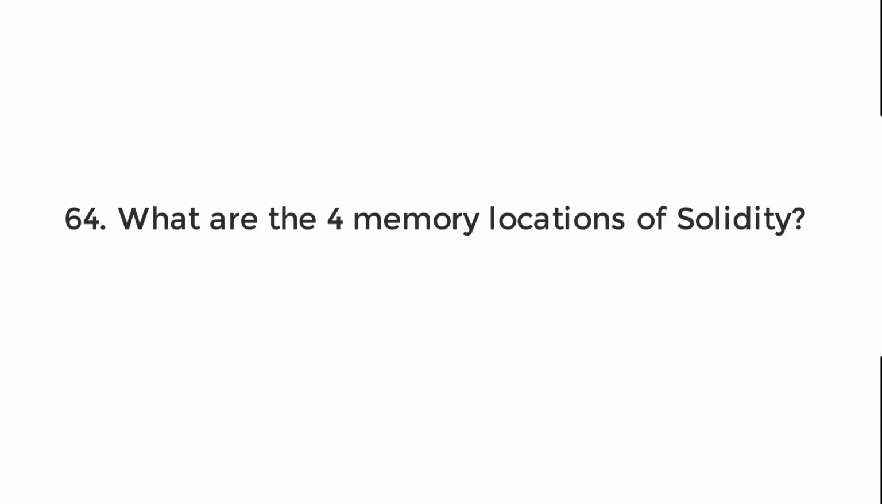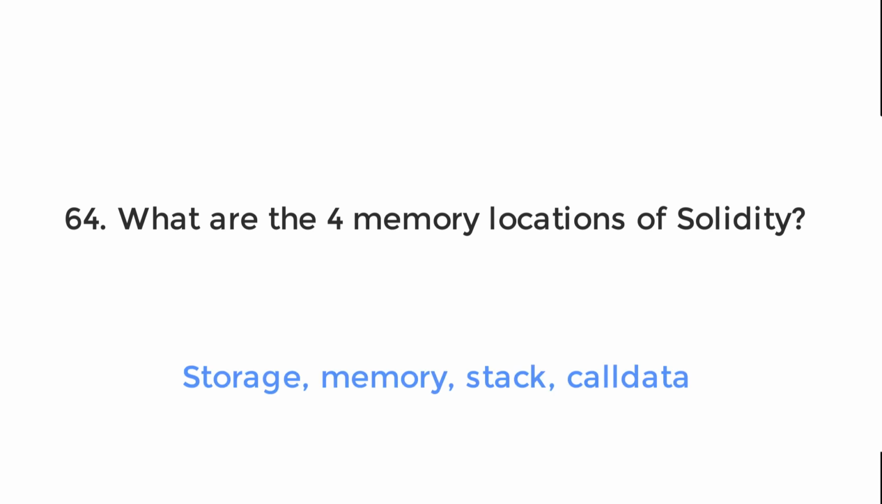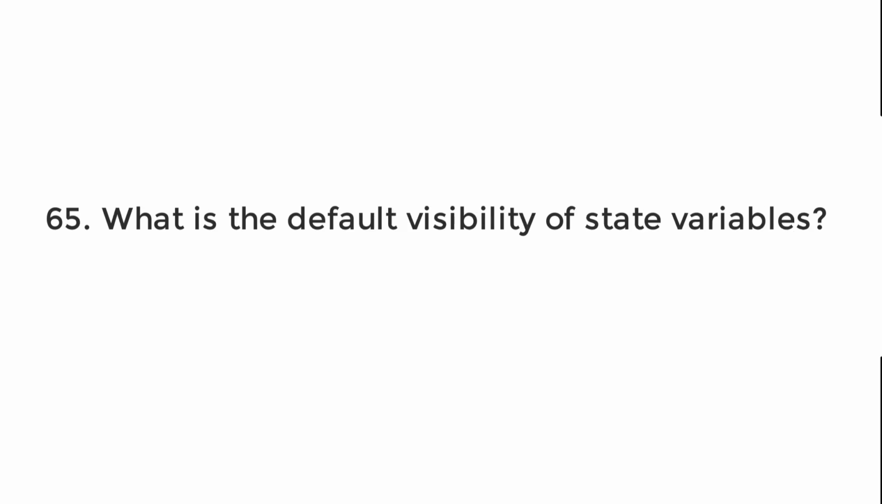What are the 4 memory locations of Solidity? Storage, memory, stack, and call data. What is the default visibility of state variables? Private. That means that only the smart contract can have access to them.